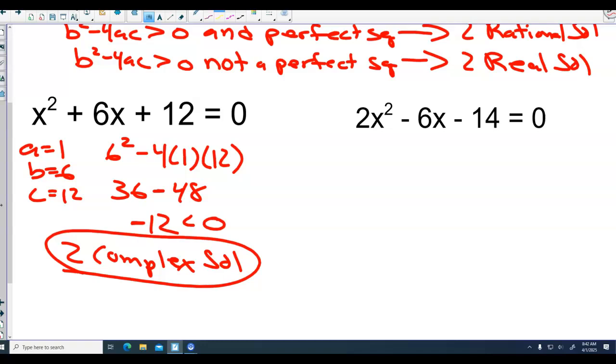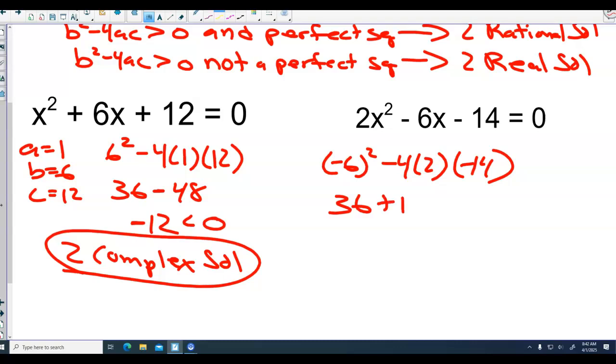And here you can take a GCF if you want. I'm not going to. I'm just going to use the numbers as written. So negative 6 squared is 36. It is a positive 36. That number is always positive. 4 times 2 times a negative 14 is negative 112. When you subtract the negative 112, the 2 negatives here make it positive. So we get 148, and that's greater than 0. It's 2 real solutions.